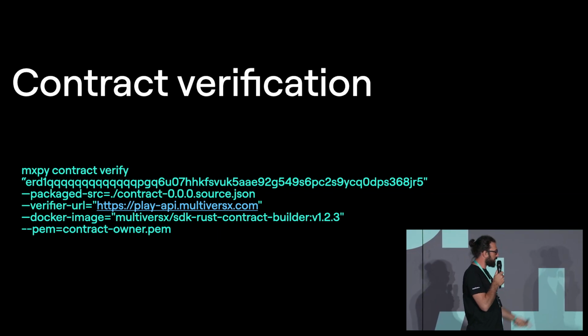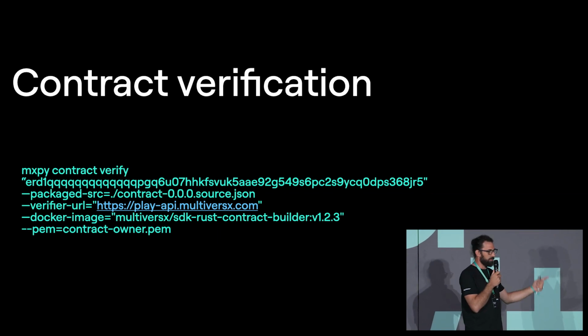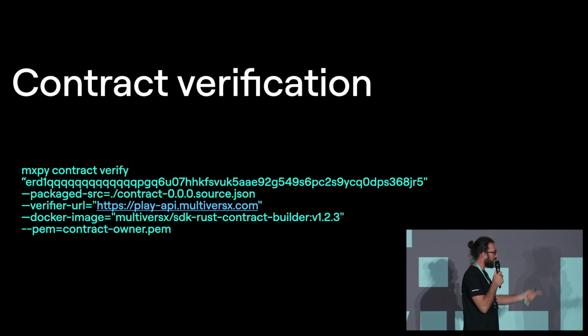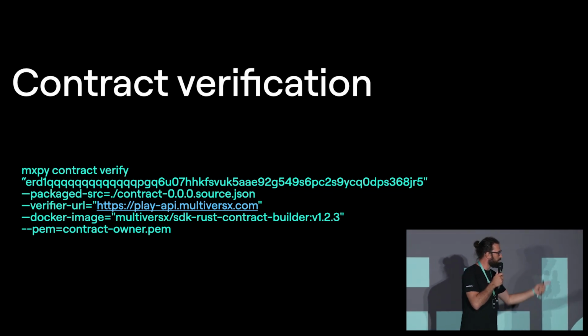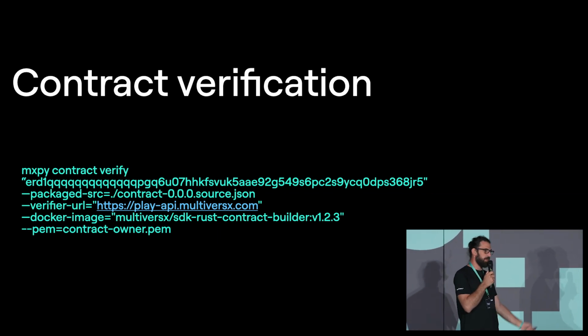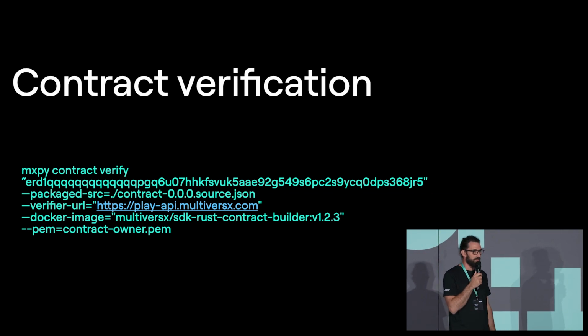How do you do this? We made it easier. You just use mxpy contract verify, give it the address of the contract you're trying to verify, the PEM of the contract owner, and the JSON file as well. Specify the path of the service, and then if it gets the same result, as I said, it automatically generates a page for you.